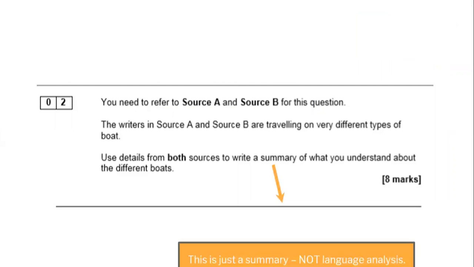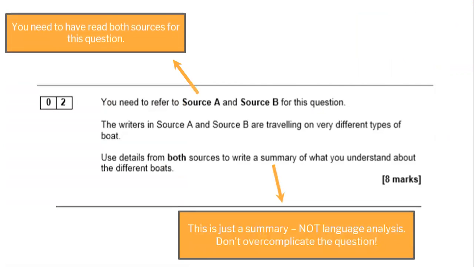Question 2. In this question, you will be writing a summary. A summary is a brief overview of something, so taking lots of information and compacting it and making it a lot shorter whilst not losing any of the main key points. Okay, so you need to read both sources for this question. So you're referring to A and B, and then you are picking out quotations that show a difference in the text or whatever it is that you've been asked to do.